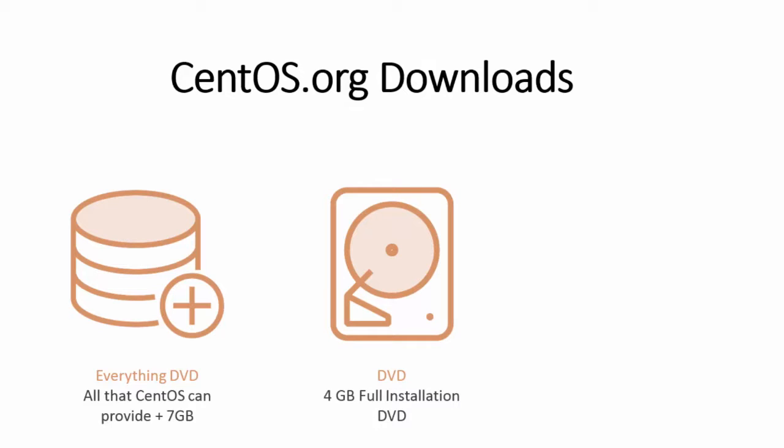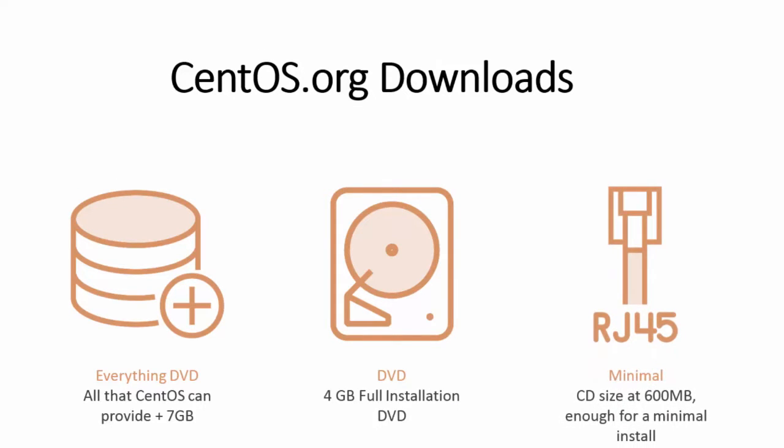More normally, we can get the full installation DVD, which is about 4 gig. That has everything that can be installed during the installation. We also have a minimal install, which is more CD size at about 600 meg, and that's enough for a minimal install of CentOS 7. But as we look on the website, we can go through to other locations, more hidden on the site. We can get down to as small as about 10 meg for a pure net installation CD.